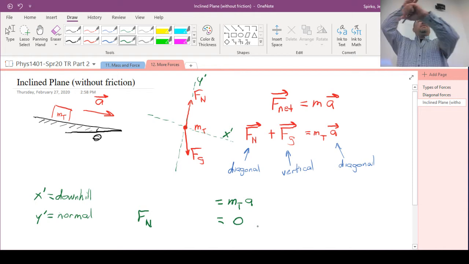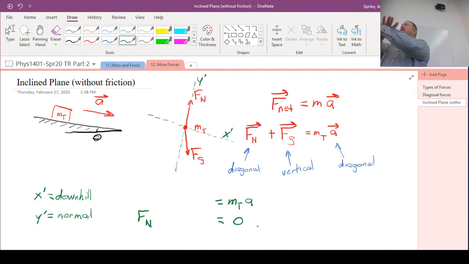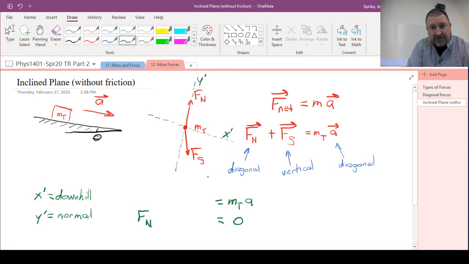Because my object is going to be on the surface, it's not going to move in the normal force direction. It's also not going to move into the surface. And I skipped a vector. I skipped the gravity vector. The gravity vector is not aligned with my coordinate system. So my gravity vector is going to go both places.